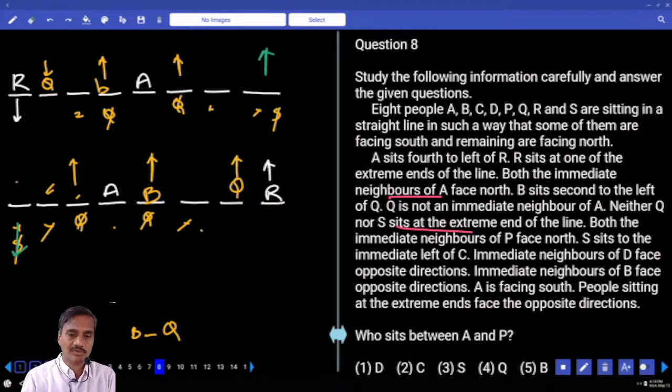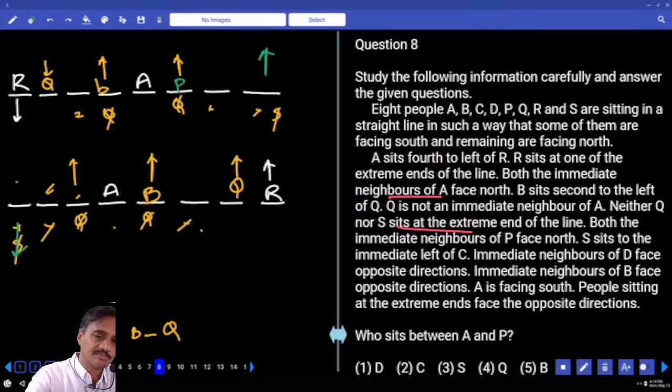Now let us check the information once again. A is fourth to the left of R. Both the immediate neighbors of A are facing north. B sits second to the left of Q, and we are done with B and Q. Q is not an immediate neighbor of A. Neither Q nor S is at the extreme end of the line. Both the immediate neighbors of P are facing towards north.